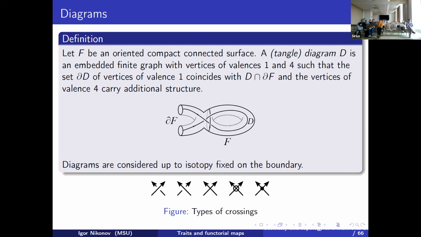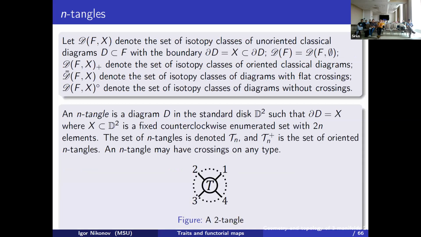We may consider classical crossings, positive or negative. We consider flat crossing, virtual crossing, or a singular crossing. So we have a set of diagrams. We consider diagrams up to isotopy in this surface. And then we denote a special type of diagrams, that is diagrams in a disk.